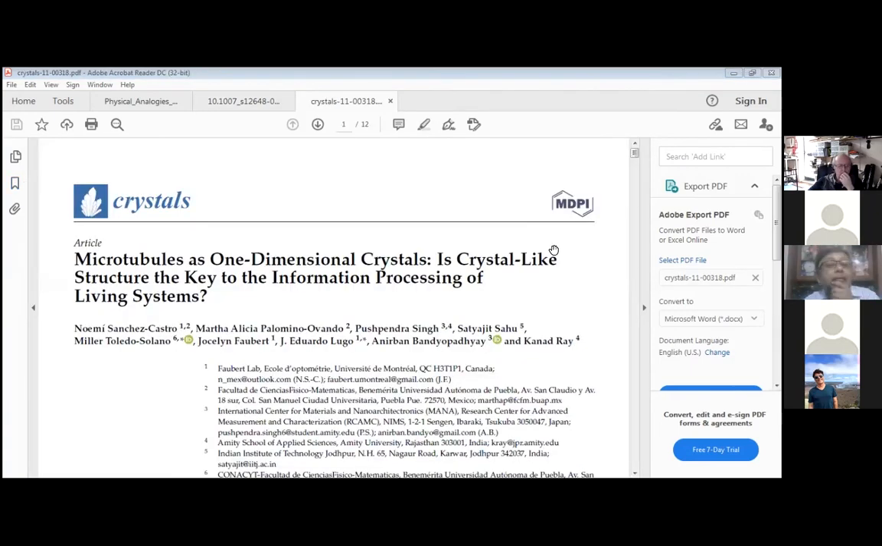So this is a very recent paper, from two months back. Crystals, microtubules as one-dimensional crystals. Each crystal structure is the key to information processing of living systems. I will send this paper to you. Yes, do send it. That's lovely.